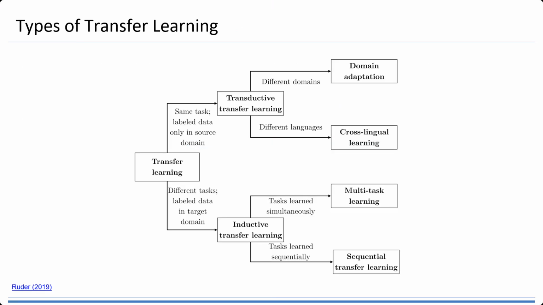Yeah, if we look at the structure in transfer learning, we have the same task, but the labeled data only in the source domain. What does it mean? Let's say I have the data, maybe I have data about news. So the news that I use is from a media outlet in Korea.